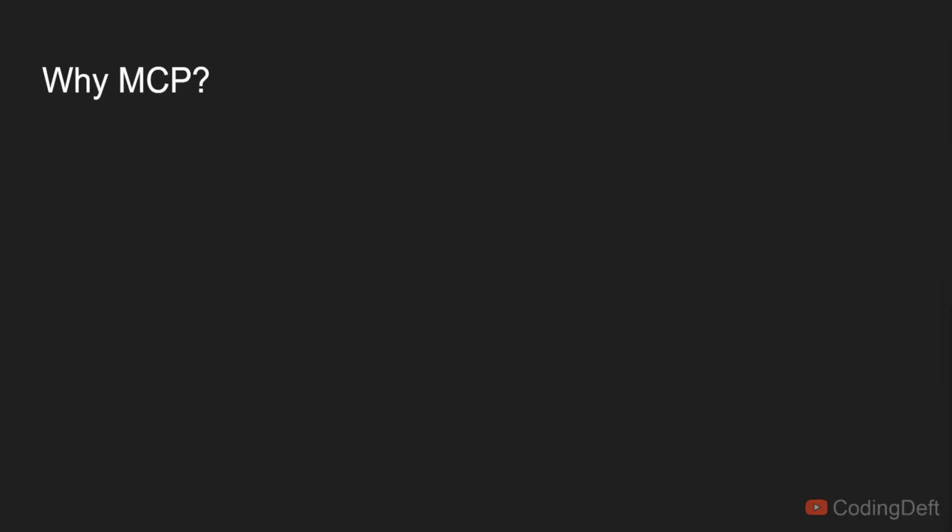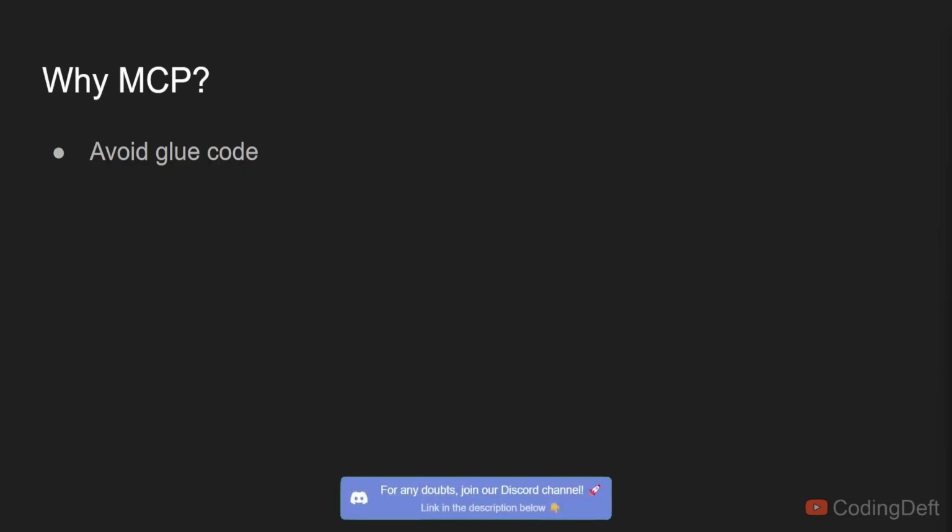So before understanding what is MCP, let's first understand why we need MCP. What was the problem faced so that MCP was introduced? When you want to integrate, let's say, SerpAPI for Google search into your agent or AI workflow, you will have to write a bunch of code based on their API. This code is called glue code, and you want to avoid that glue code.